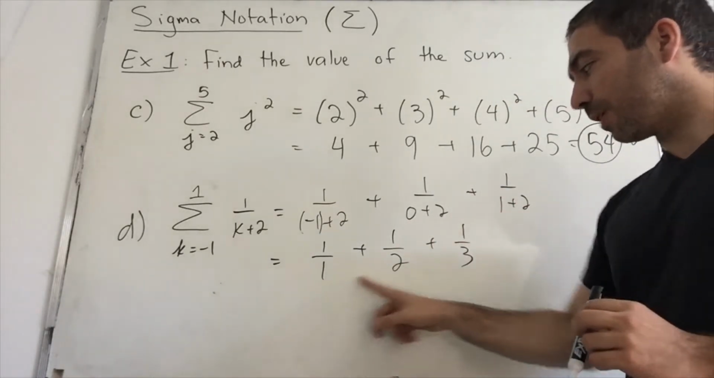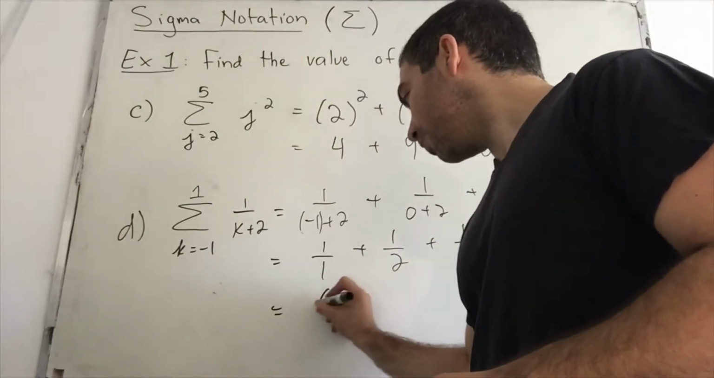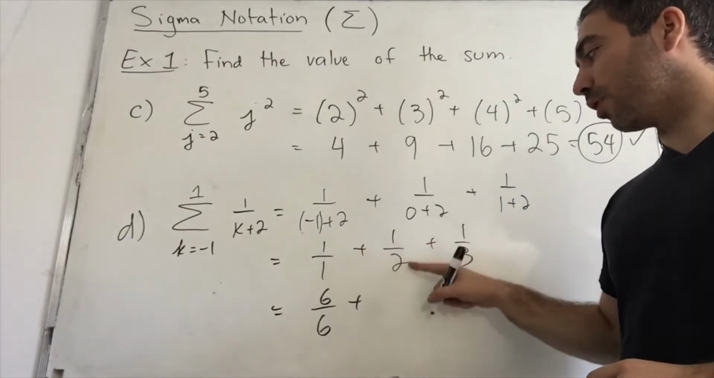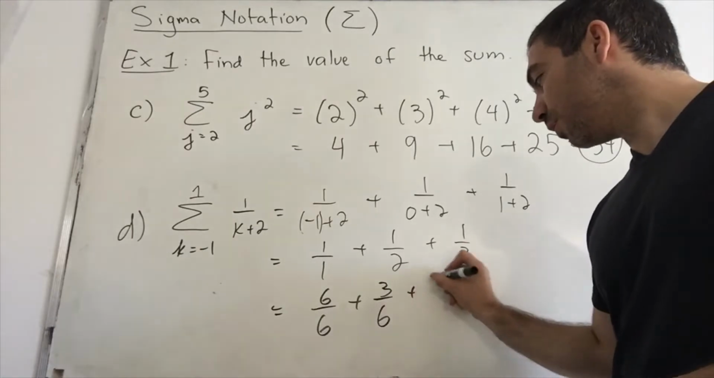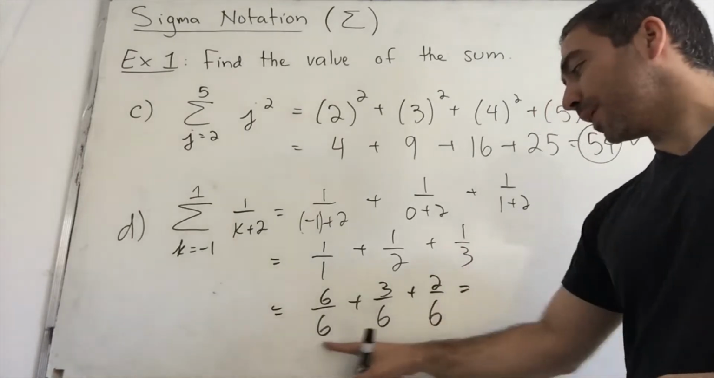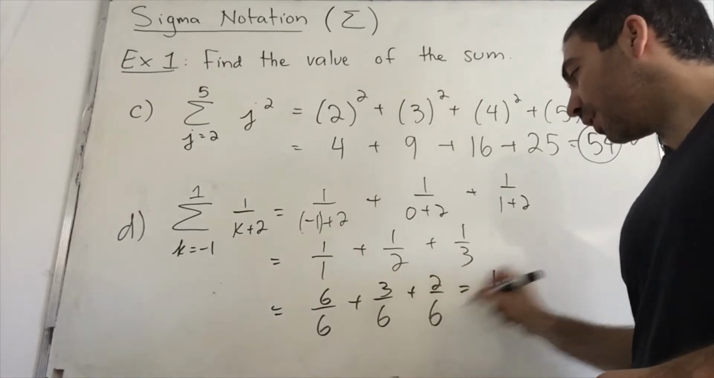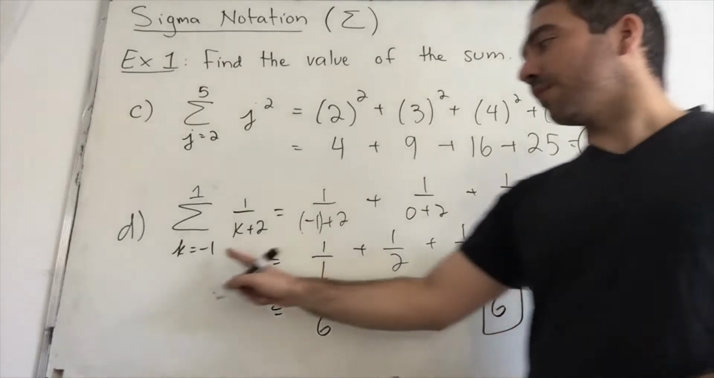Okay, so we just have to find a common denominator. In this case, it's 6. So we get 6 over 6 plus, we multiply the top and bottom by 3, 3 over 6, and multiply the top and bottom by 2, 2 over 6. Now that the bases are all the same, we can add the numerators. So 6 plus 3 is 9, plus 2 is 11, and the base stays the same as 6. And this is the value of this sum.